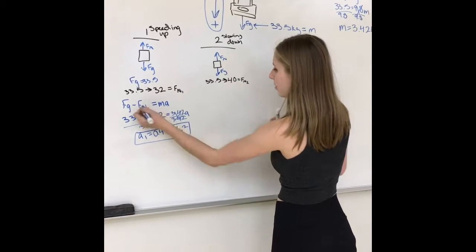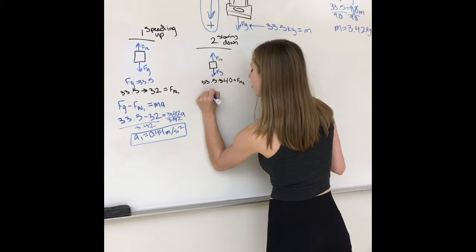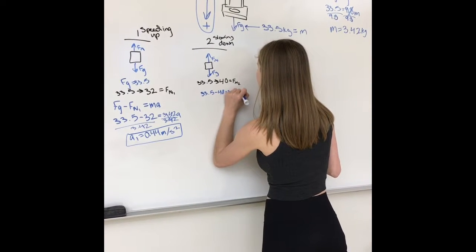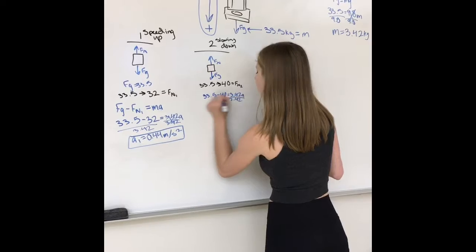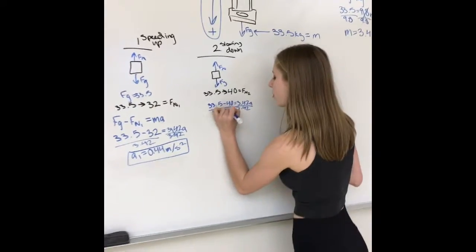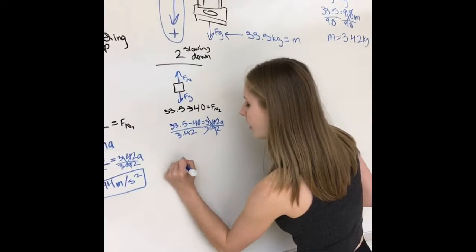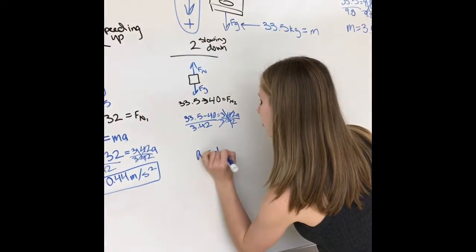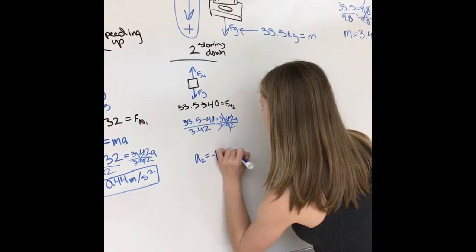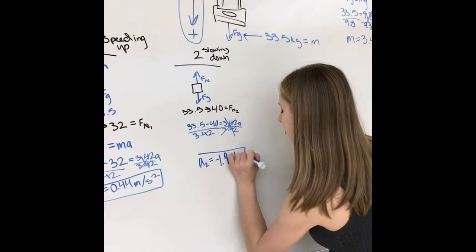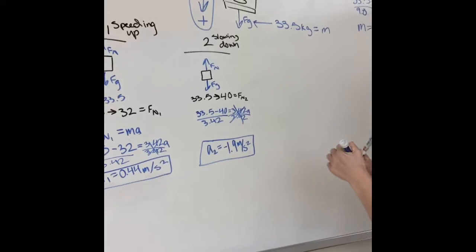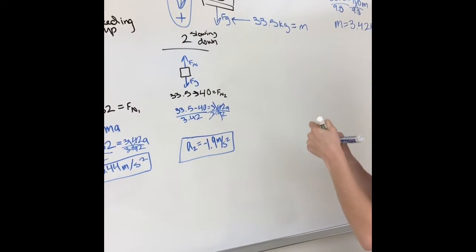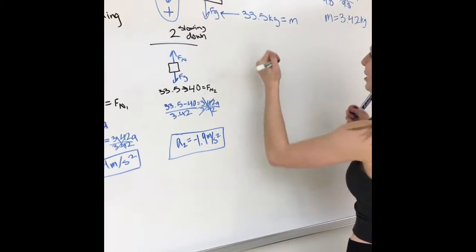So we're going to do the same thing, taking that equation. 33.5 minus 40 equals 3.42a. Divided by 3.42, a2 is negative 1.9 meters per second squared. Since down is positive, this is technically going into the negative.